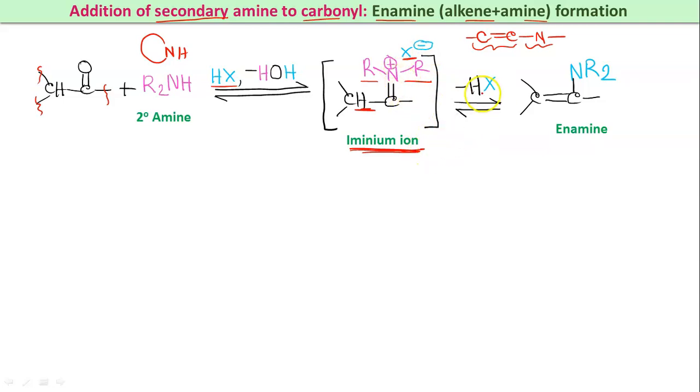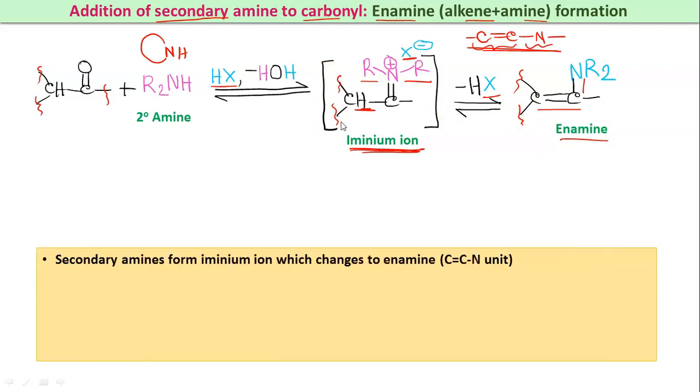This X and H will be removed and the acid catalyst is regenerated, and finally we are getting this type of unit, that is a C=C double bond, then a C-N single bond, and it is known as enamine. So this is the general scheme, because there may be any other group present. Next we will see some important features of this reaction.